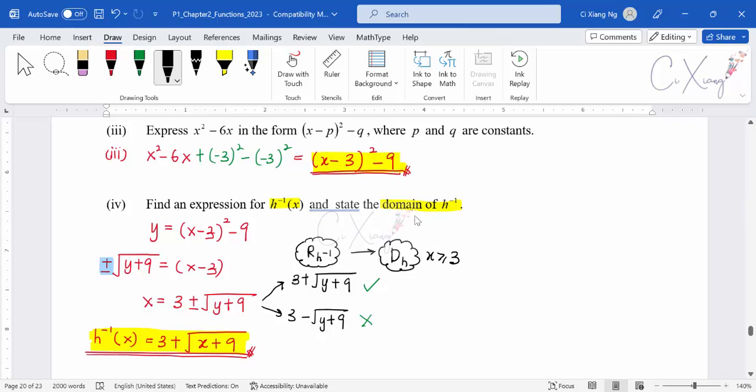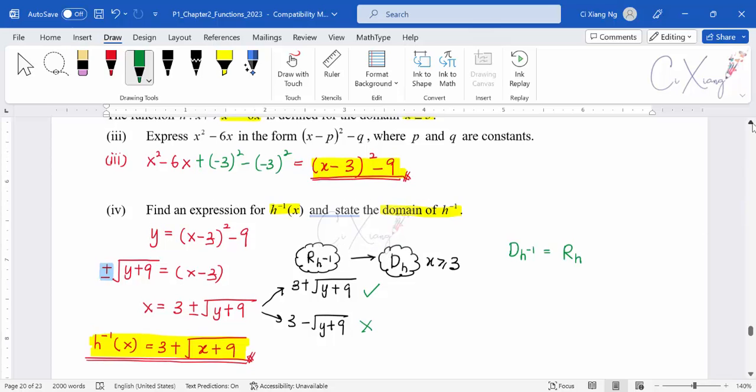Okay, then now let's have a look at how to find the domain of h inverse. To find the domain of h inverse, I want to link it with the range of the original function h. This result we learned earlier already: the domain of the inverse function equals the range of the original function. I want to know what the range is for the original function.